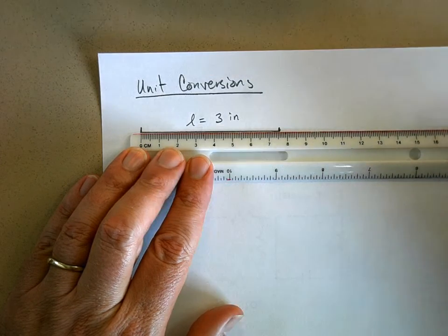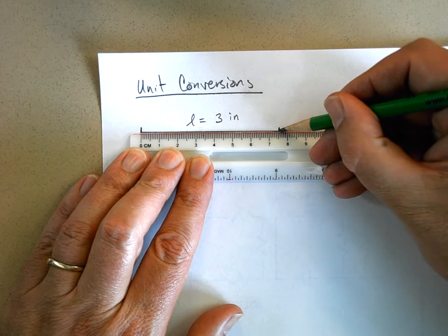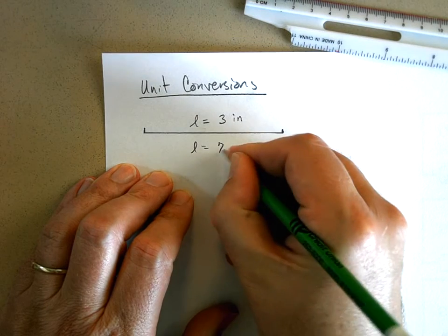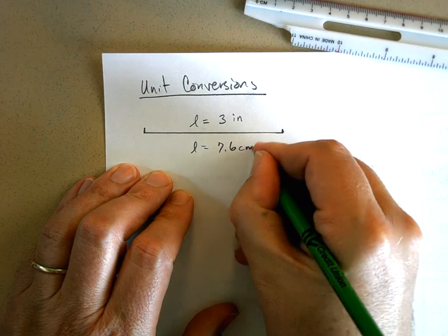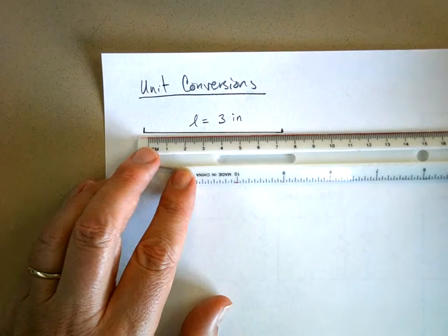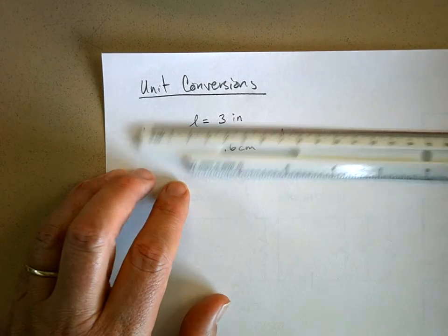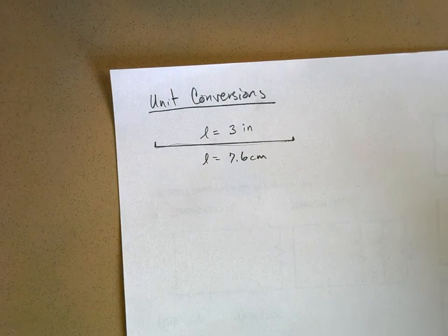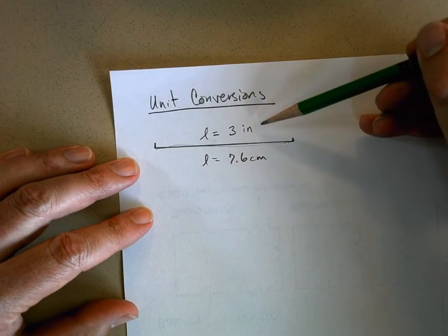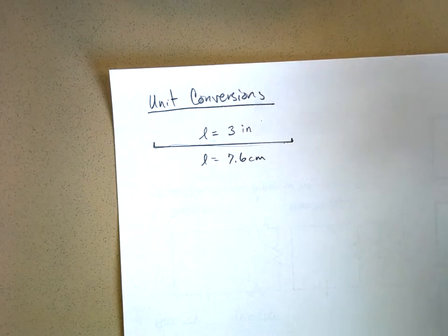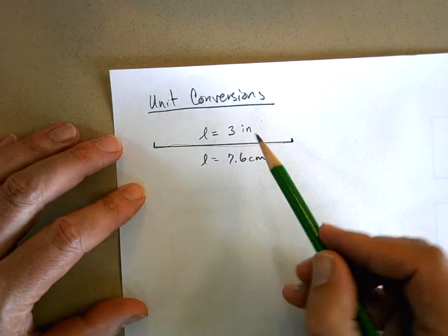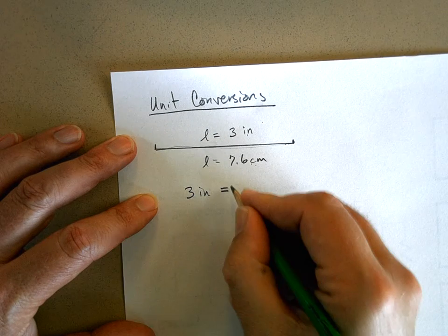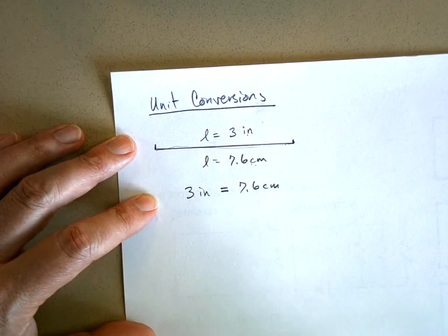And if I measure this, I get looks like 7.6. So the length is also equal to 7.6 centimeters. Now, this length that I drew, it's the same thing. If I use one scale, it's 3 inches. If I use another scale, it's 7.6 centimeters. So these things are the same. In other words, 3 inches is equal to 7.6 centimeters.